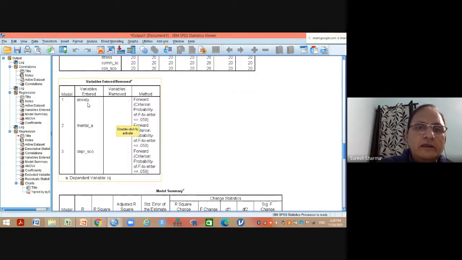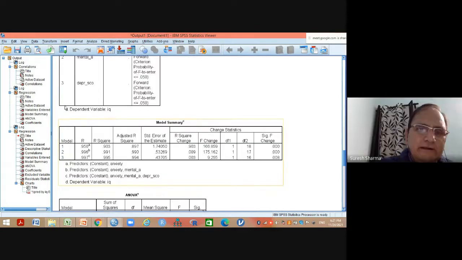But we have 3 important steps. First anxiety, then mental age, depression. So first model when anxiety was included. Second model when anxiety plus mental age is there. Third model when anxiety, mental age, and depression is there. So my interest is to look for the third model only. Yes? Is that okay? Okay, sir.